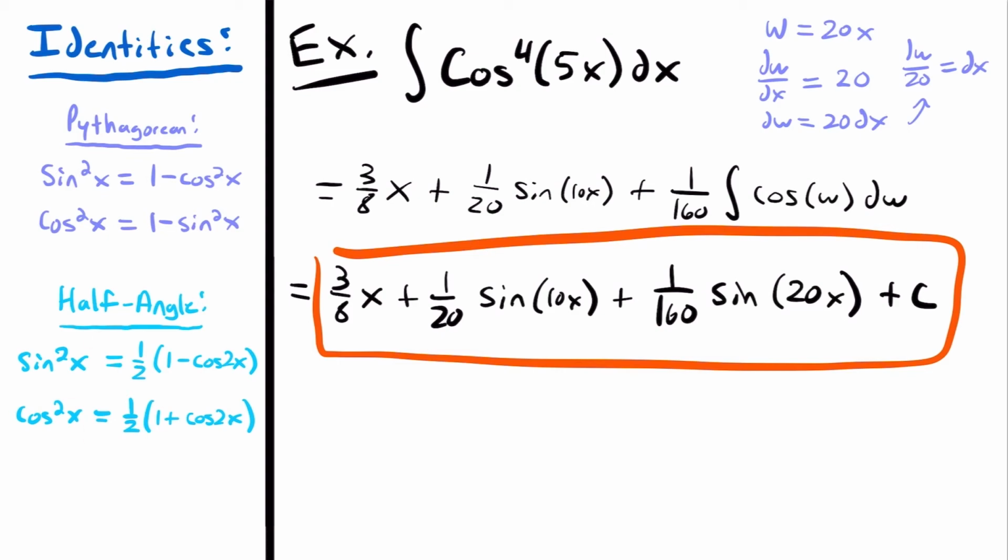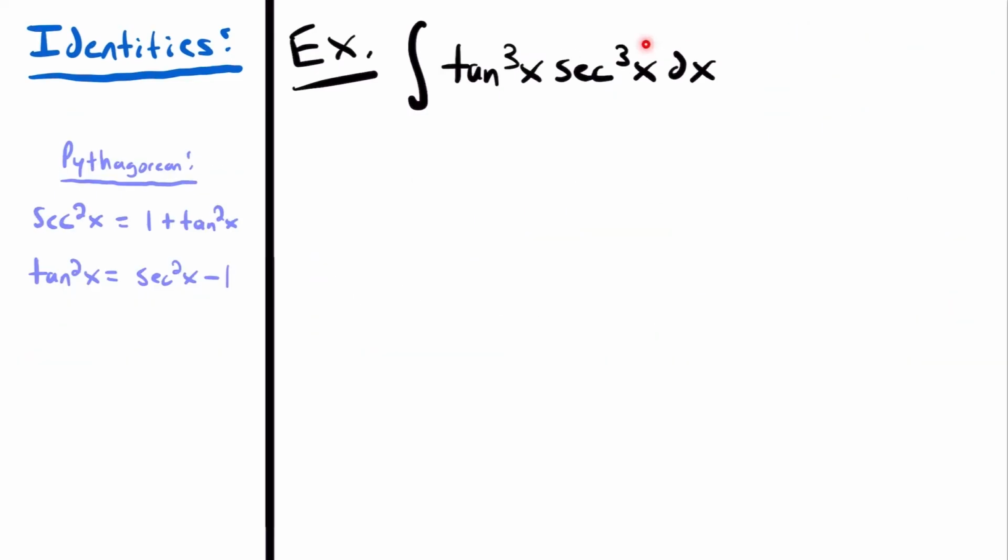Okay, let's look at a different example. All right, so here's our next example. We are now going to be looking at trig integrals that involve tangent and secant. And so when you have integrals with those two functions in them, we only have two trig identities to work with. We have two Pythagorean identities, one for secant squared x and one for tangent squared x.